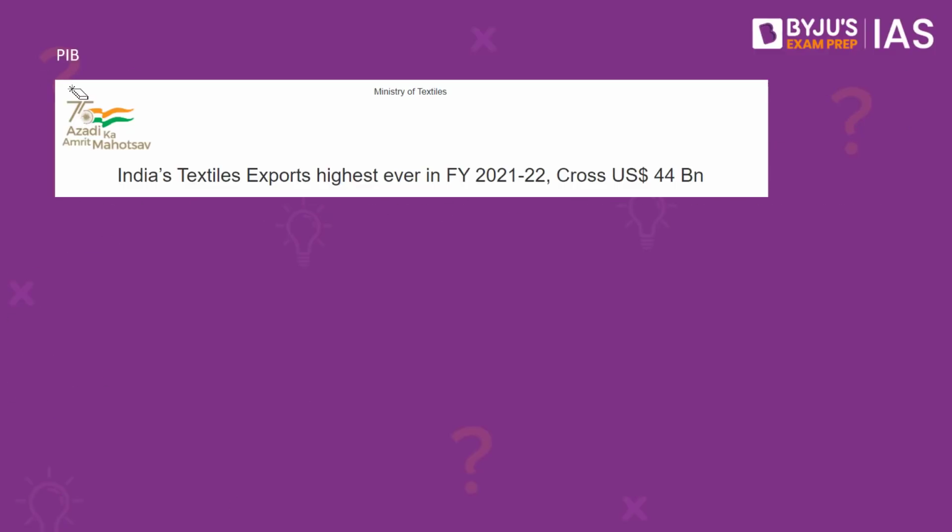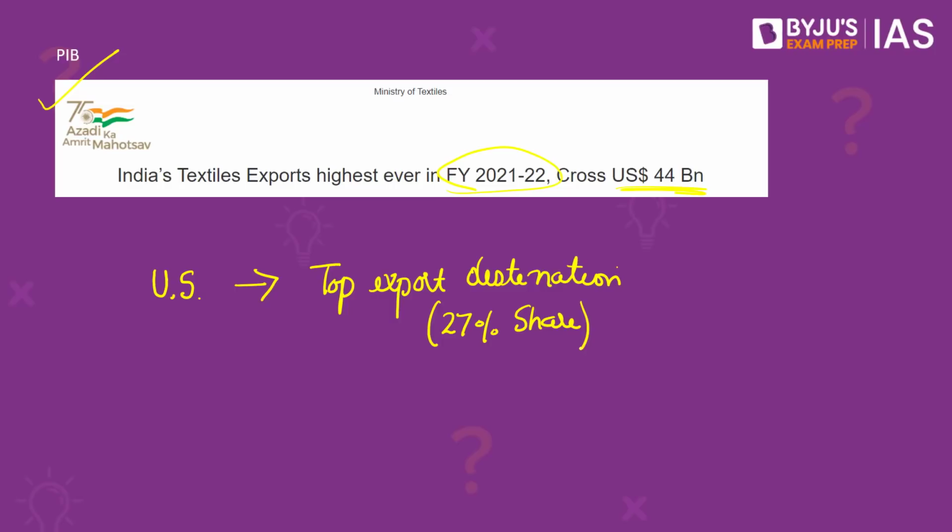Now, what is the context? This article from the PIB notes India's textile exports in the year 2021-22 having reached the highest level. It noted textile and apparel exports amounting to the value of around 44.4 billion US dollars. The article notes US or the United States of America being the top export destination for textile and apparel exports from India, accounting for around 27% share. The US is followed by the European Union, Bangladesh, and UAE.